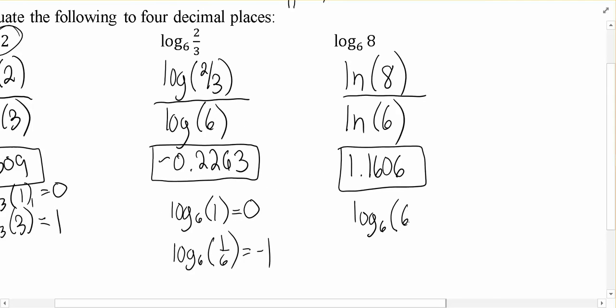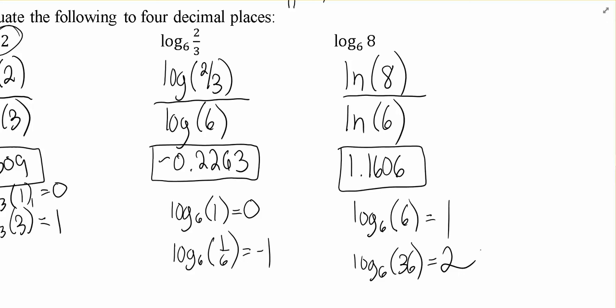For this one, log base 6 of 6 would be 1. And log base 6 of 36, which is 6 squared, would be 2. 8 is somewhere in between 6 and 36, so my answer should be somewhere between 1 and 2. And it is. And this just gives us an idea to make sure that we're in the right ballpark, to make sure we didn't make a mistake.